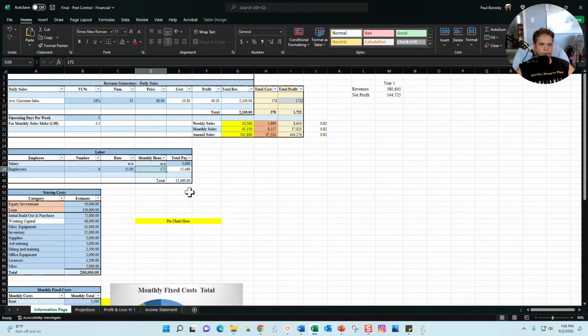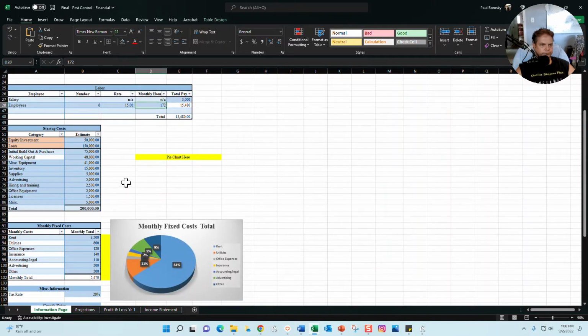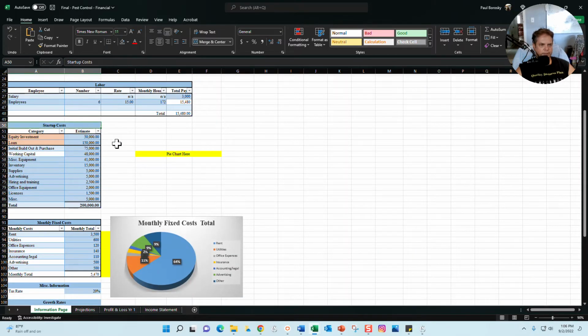So if you're going to have somebody working part-time, then just change that accordingly. Next section is your startup cost section. The first 2 lines is your funding. How are you going to fund your business?